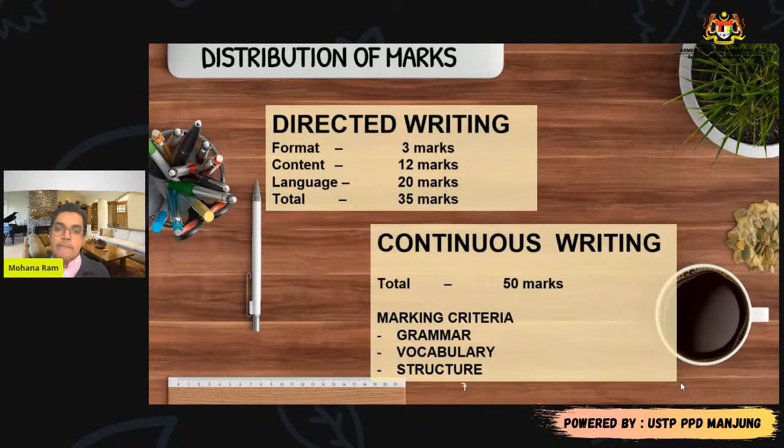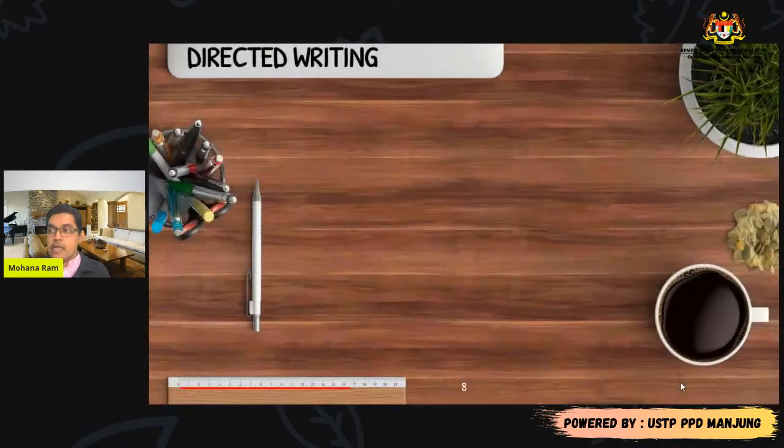Now, okay, so this is basically the format, the distribution of marks for directed writing and continuous writing. I don't think that I need to explain this further. I'm sure your teachers have explained to you much earlier.